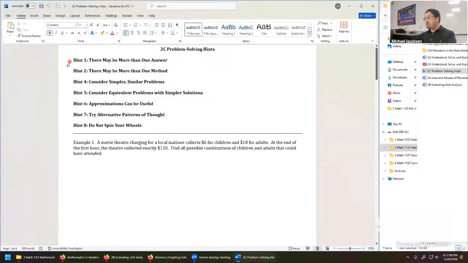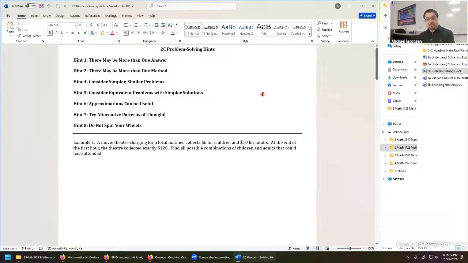The author starts off with a discussion of different problem-solving hints 1 through 8, and does give more information, but I felt like it wouldn't be a bad idea to bring just some of these hints into the lecture notes, and we might refer back to these here and there as we're going through the problems.